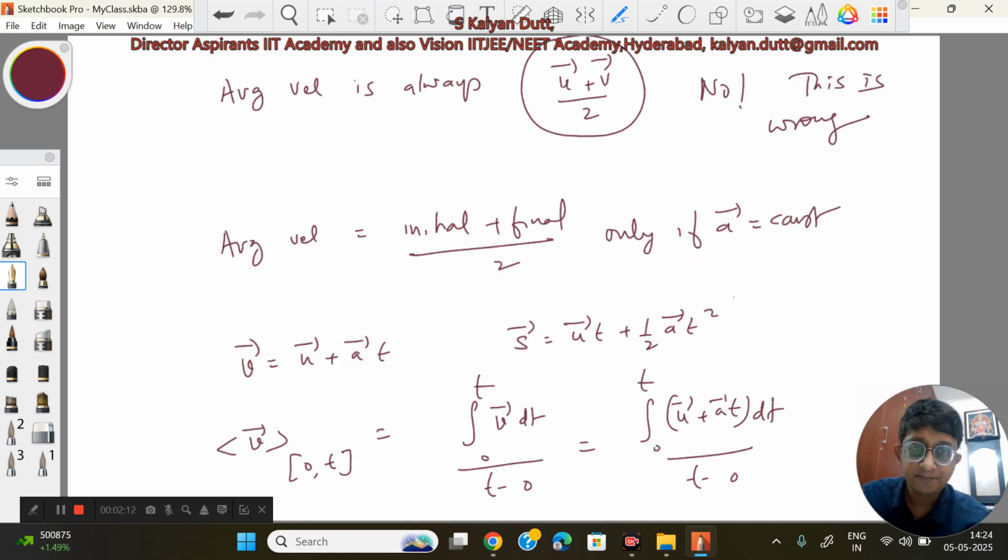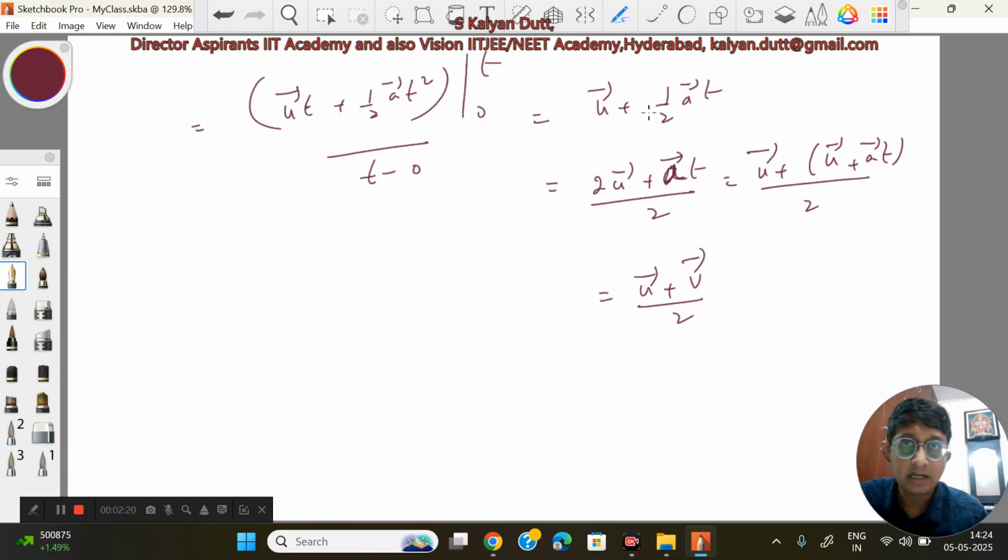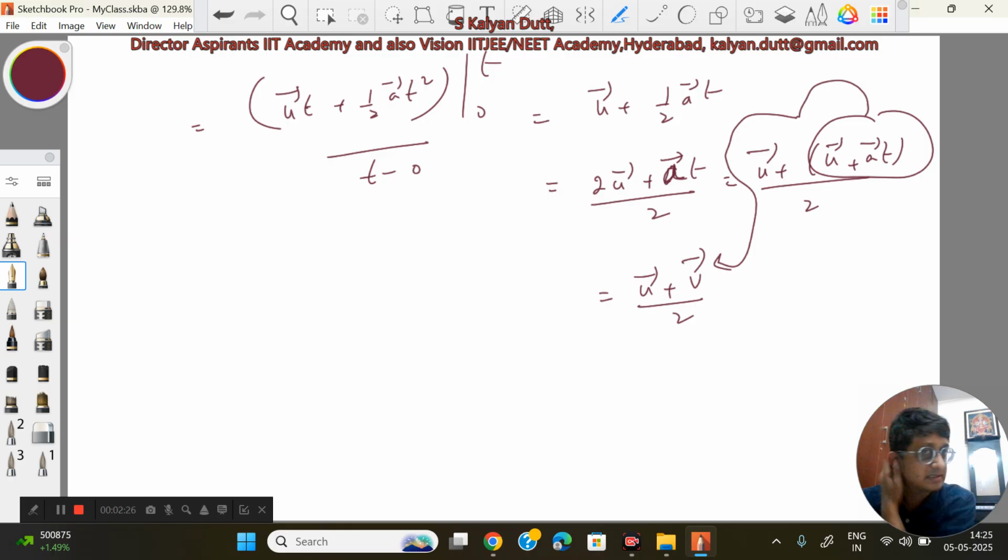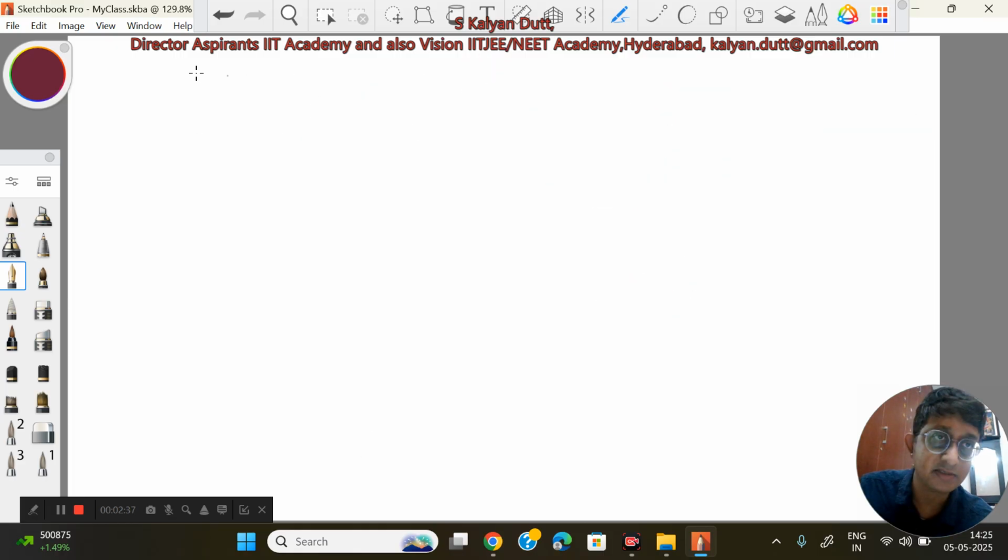So you see, I am getting this equation only when acceleration is constant. And again, here also I am using u plus at as v, which is only true for constant acceleration. So only for constant acceleration you can write this average as v plus u by 2. Otherwise, it's not correct. Let's take an example to understand this.